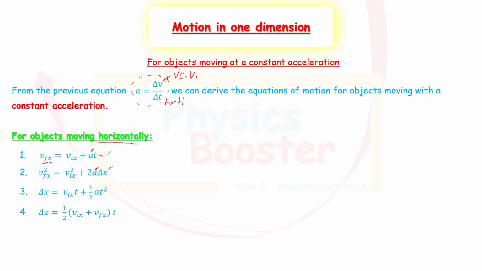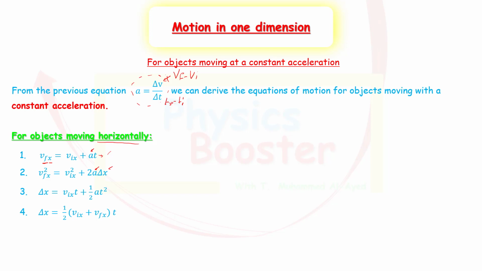Now, if an object is moving vertically with a constant acceleration, how can an object move vertically with a constant acceleration? When I speak of vertically, we're talking about, for example, a free fall, an object falling vertically. But how is the constant acceleration present in these equations? Well, remember that Earth has a constant gravitational acceleration, which is equal to 9.8 meters per second squared.